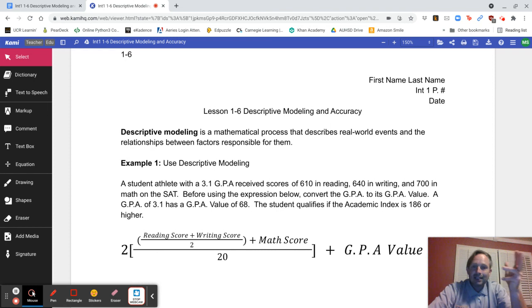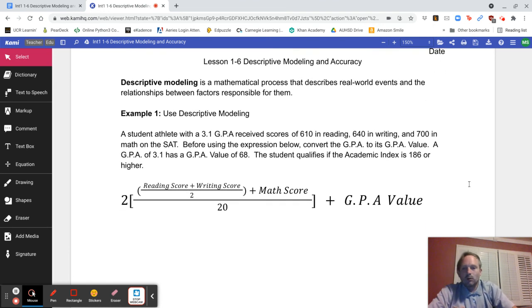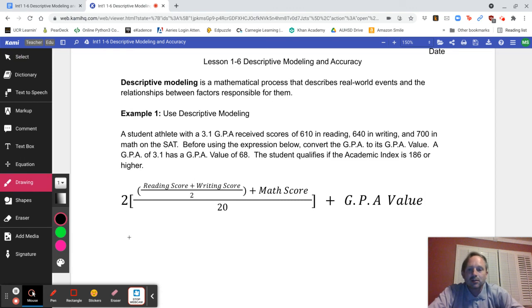So there's an academic index expression that you could use to figure out what your score is, and to see whether or not you can attend or even qualify for a certain college. For example, you need an academic index of 186 in order to attend this school. Let's see if, using this criteria, this student will be able to attend. So we can see that there are several things on here. It's going to be 2 times the reading score plus the writing score.